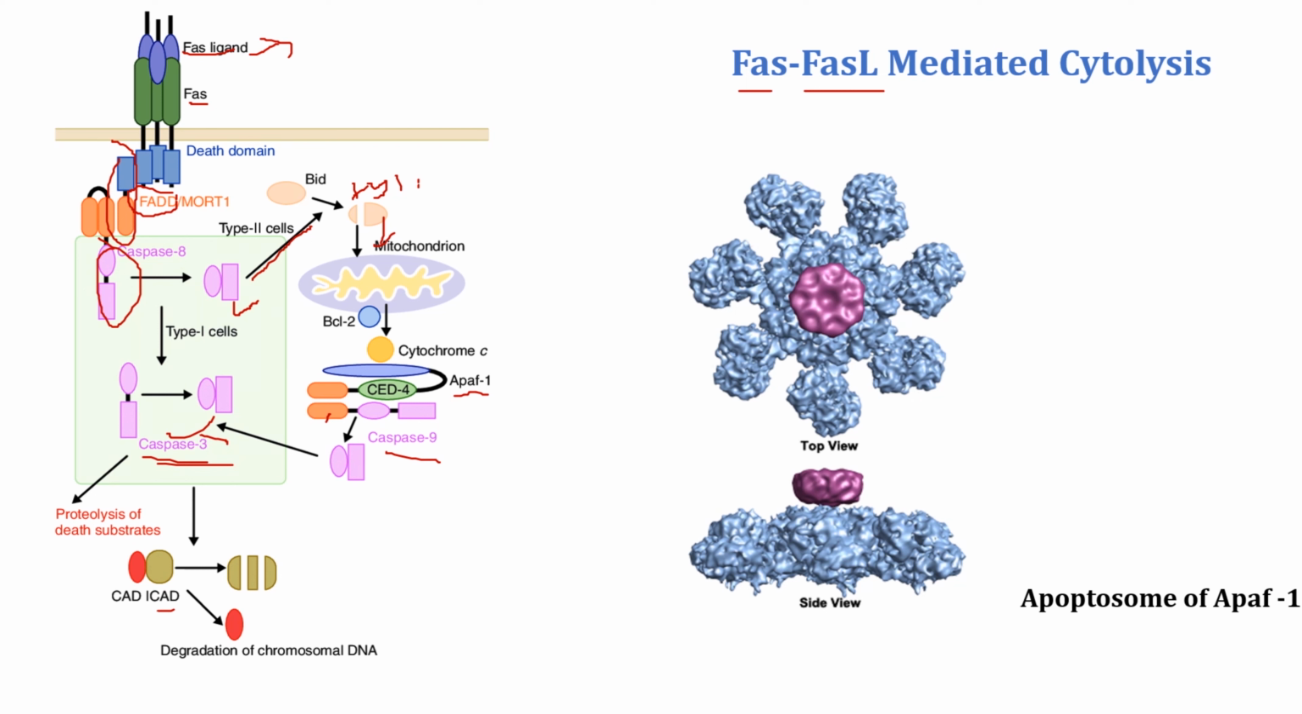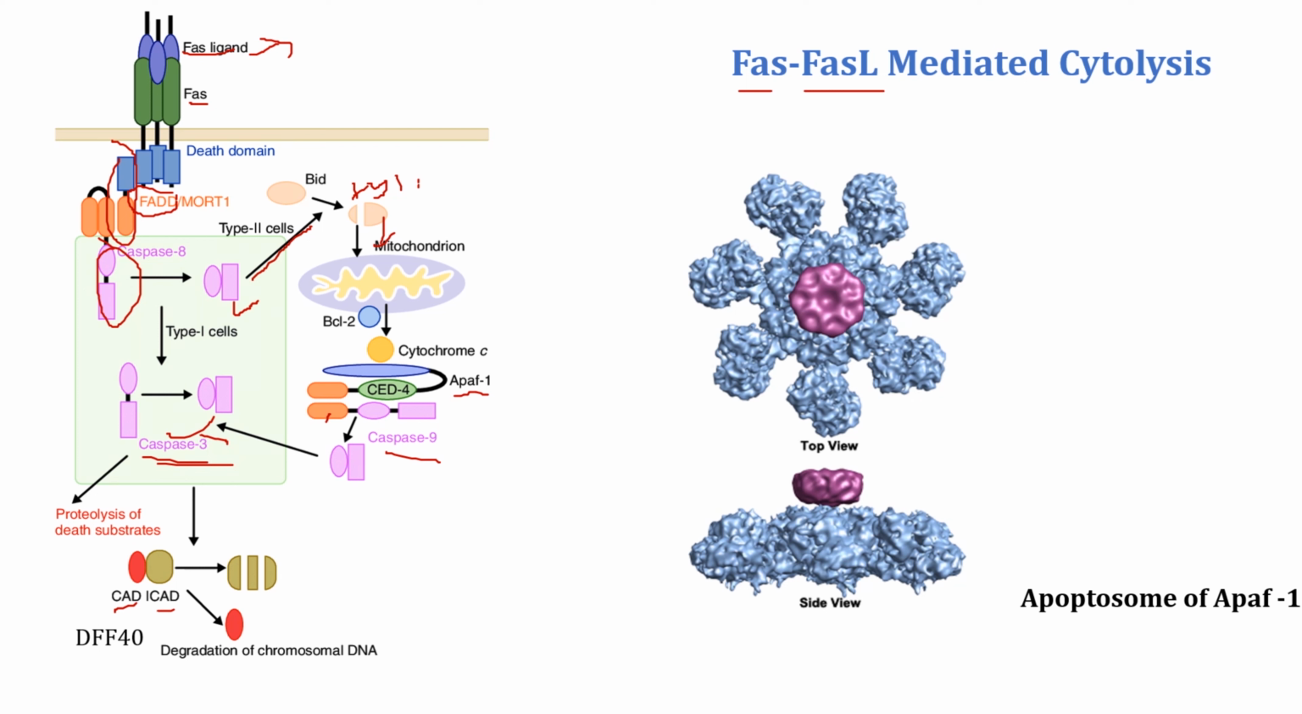Now, ICAD is the inhibitor of caspase activated DNase, okay. This protein plays a regulatory role in the process of apoptosis. Why is it important? Because ICAD is involved in controlling the activity of CAD. Okay, CAD, that is the caspase activated DNase, also known as DFF40, DNA fragmentation factor 40. Now, in the absence of the apoptotic signal, ICAD binds to the CAD and prevents its activity. CAD activity is prevented by the ICAD.